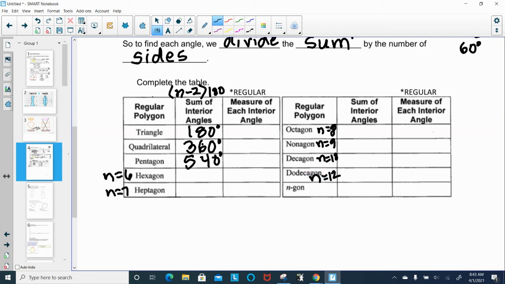So go ahead, pause your video. See if you can calculate just this first column, n minus 2 times 180. And when we come back, I'll fill them in for you.